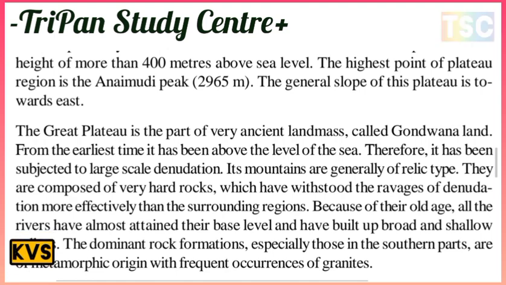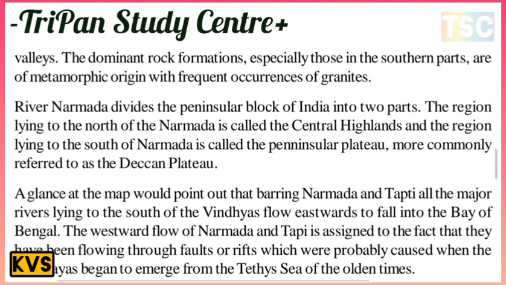The dominant rock formations, especially those in the southern part, are of metamorphic origin with the frequent occurrence of granite. The river Narmada divides the peninsular block of India into two parts. The region lying north of the Narmada is called the Central Highland, and the region lying south of the Narmada is called the Peninsular Plateau, more commonly referred to as the Deccan Plateau.